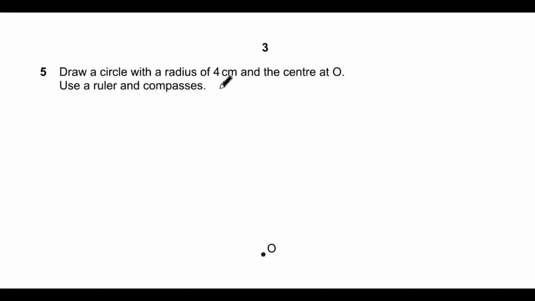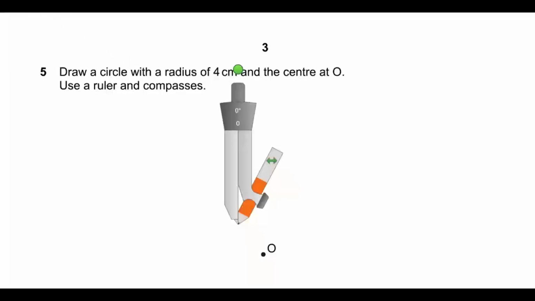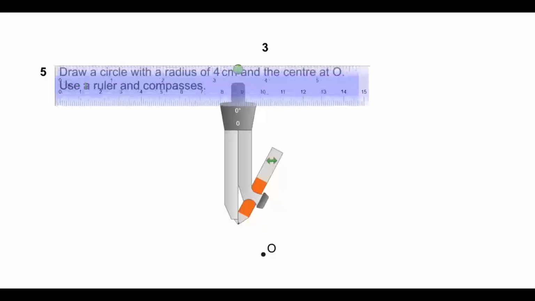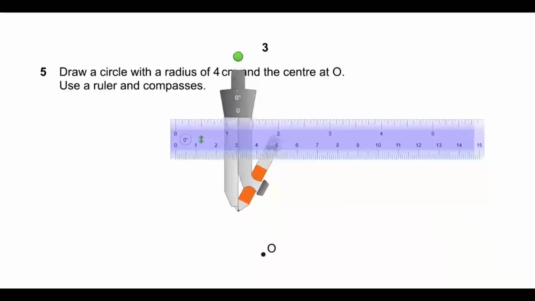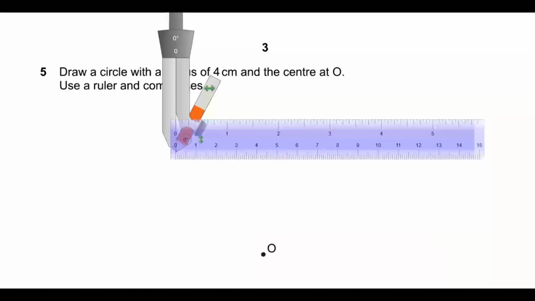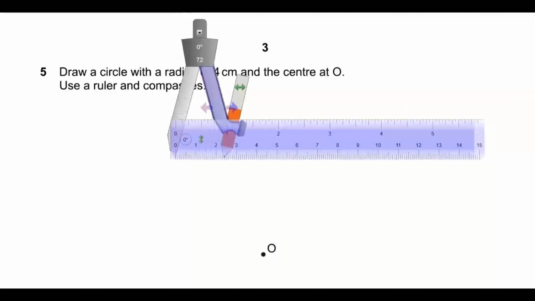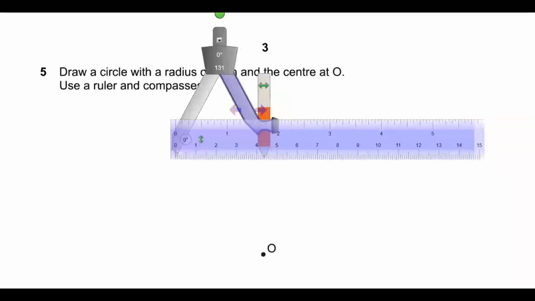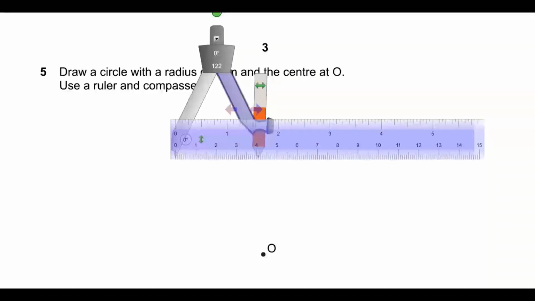Draw a circle with a radius of 4 centimeters and center at O. Use a ruler and compasses. So we need to pick a pair of compasses, then pick up a ruler to measure the radius 4 centimeters. So let's grab this here. Then we need to measure 4 centimeters, center at O. Let's expand this to 4 centimeters, a little bit. Let's see, 4 centimeters thereabouts.